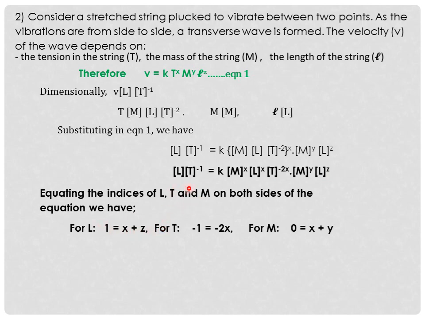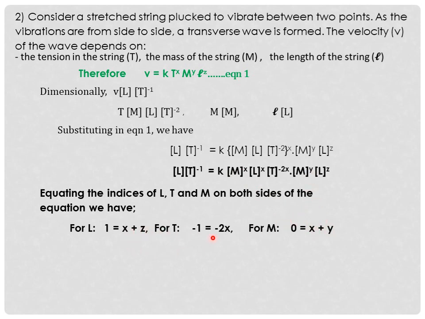For T, on the left-hand side, T is raised to the power minus 1. We are only equating indices. On the right-hand side, T is raised to the power minus 2x. So minus 1 is equal to minus 2x. For M, on the left-hand side, there is no M, so the power of M is 0. I explained that. It's equal to, on the right-hand side, M raised to the power x, and M also raised to the power y. So we add the powers. It gives us x plus y. X is the power of the first M, and y the power of the second M.